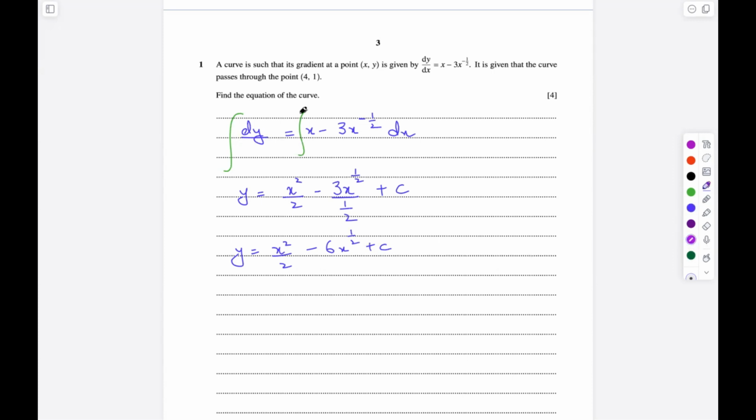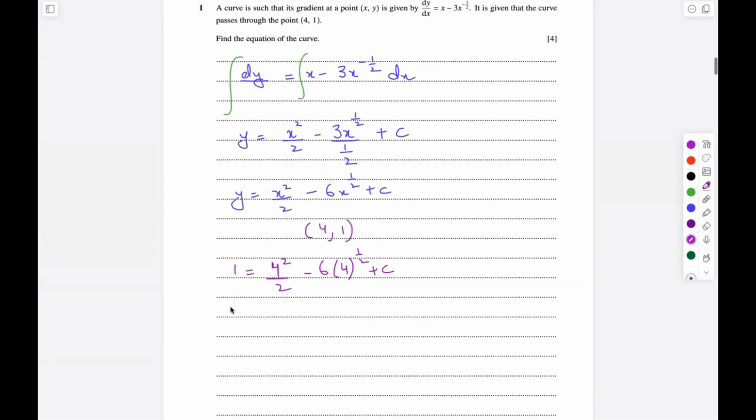Now, as the curve is passing through the point (4, 1), we can substitute these values to find the value of c. So y is 1, x is 4, so this will be 4 squared upon 2 minus 6 into 4 to the power 1 upon 2 plus c. So this will be 16 upon 2, which is 8. So that will become 8 minus, this will become 6 times 2, which is 12 plus c. 8 minus 12, that's a minus 4 plus c. So c will be 1 plus 4. The value of c will be equal to positive 5.